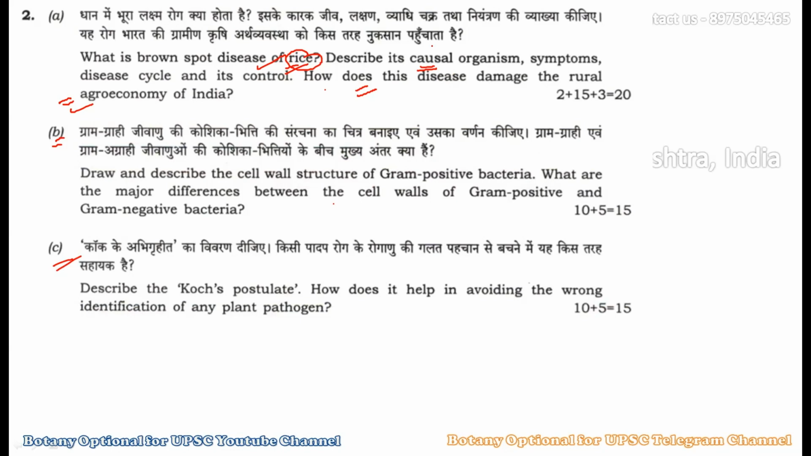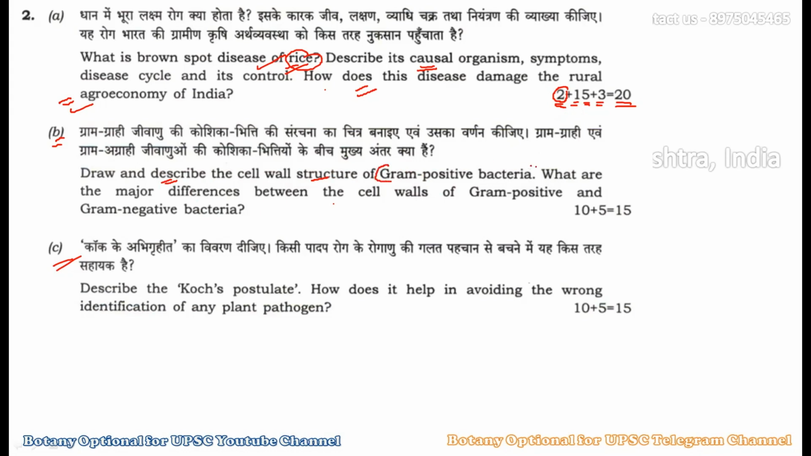So here in this particular question you should see carefully how the question is split into 3 parts, right? For the first part, just for writing down what is brown spot disease in rice, you will get 2 marks. Then you have to write causal organism, symptoms, and the disease cycle and control. For that you will have 15 marks. And finally, if you give the note on how it will affect the agronomy in rural India, you will have 3 marks. So in all, there are 20 marks. So for each part of the question, there is a different answer, and each part is important from the marking point of view.